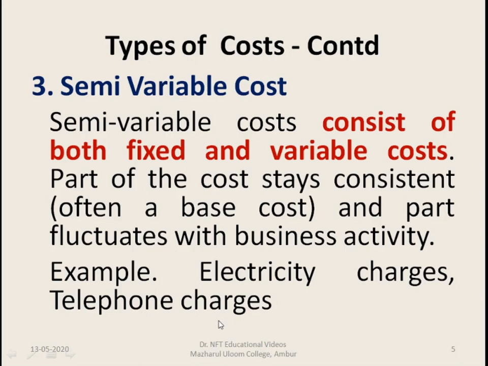The same way, in the case of telephone charges also, you have to pay the telephone rent, and at the same time, an amount based on the number of calls you make. So both the costs are combined together. In electricity, a fixed amount plus a separate amount based on the number of hours used. For telephone charges, the fixed part is the rent, plus the number of calls you make is flexible. This type of cost is called semi-variable cost.